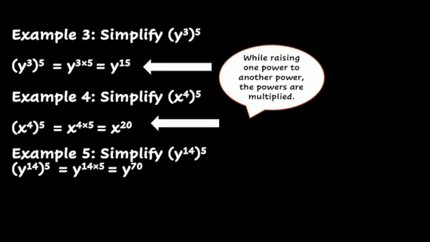In example 5, we have y raised to the power 14 in the bracket raised to the power 5. So here again we multiply the powers and we get y raised to the power 70 as the answer. So I repeat, while raising one power to another power, the powers are multiplied.